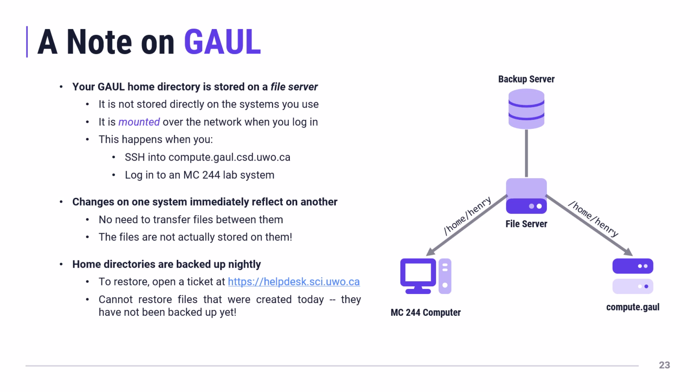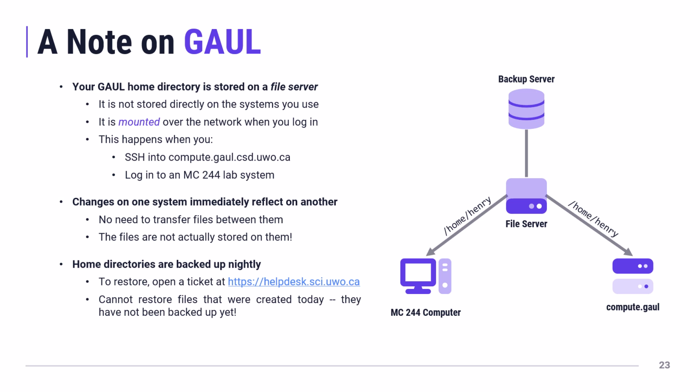Now, one thing to note is that we do back up all of your home directories every night. So if you need to restore a file that you've accidentally deleted or overwritten, you can open a ticket with Science Technology Services at helpdesk.sci.uwo.ca and just give them the path to the file or directory that you need restored, and they can help you out with that. Now, a caveat is that they cannot restore files that were created today.